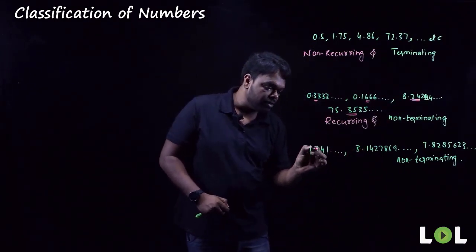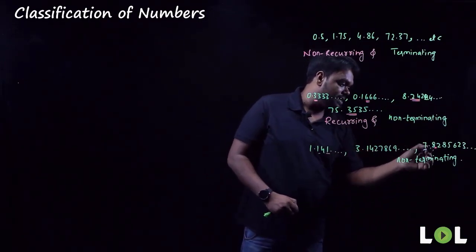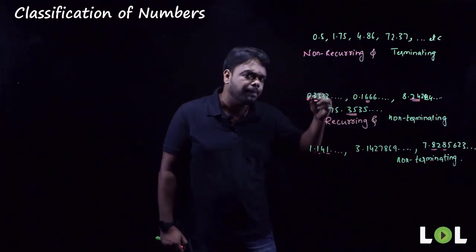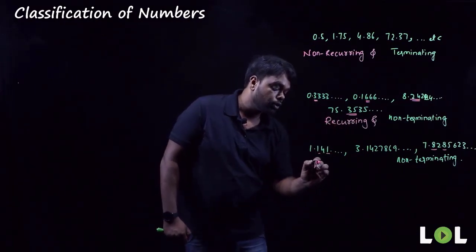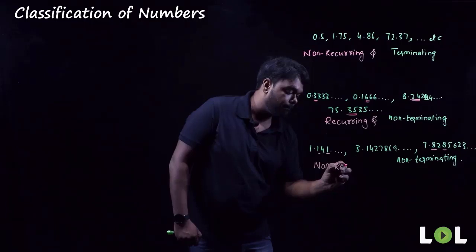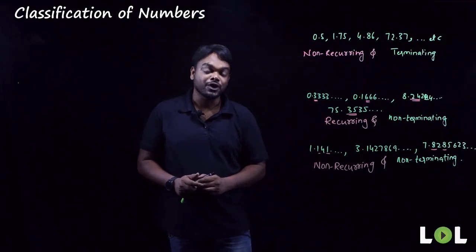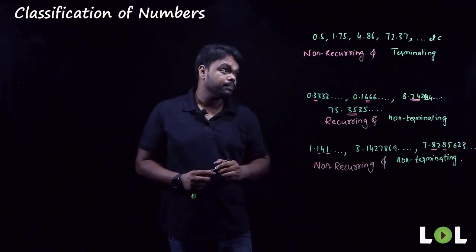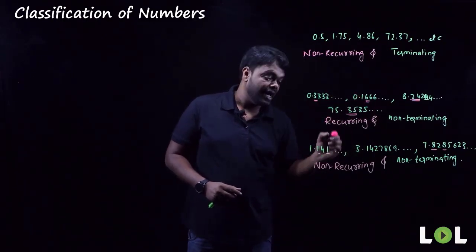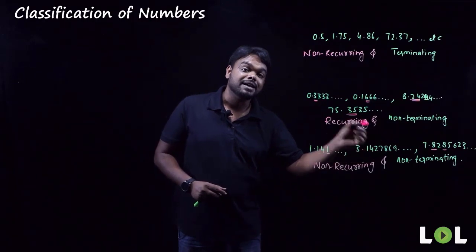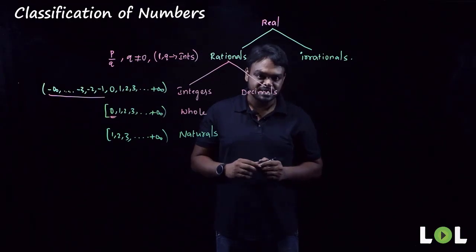Now here, you see a repetition of digits. Here there is not much repetition of digits, but in this case 8 repeated. But is there any pattern repeating there? No, there is no pattern being followed. So we call them non-recurring and non-terminating decimals. So in short, there are 3 types of decimals: non-recurring and terminating, recurring and non-terminating, and non-recurring and non-terminating decimals. Well, now you understood all the 3 types of the decimals.